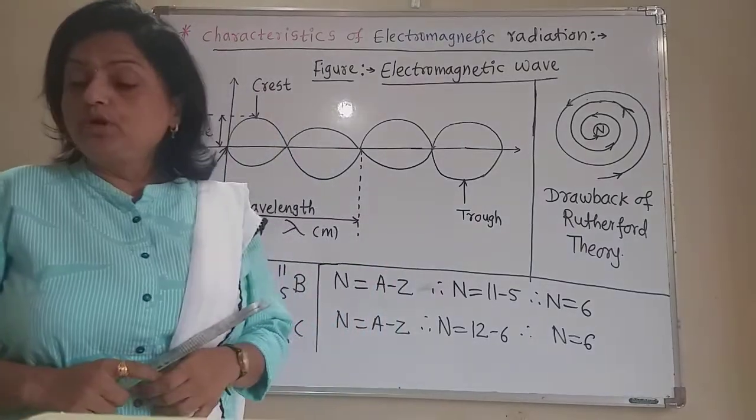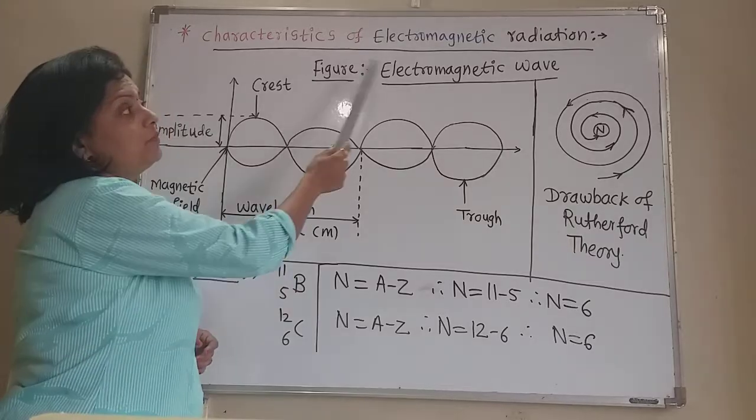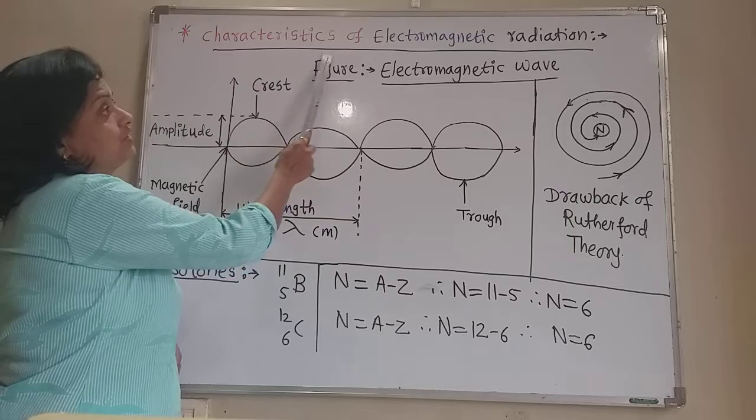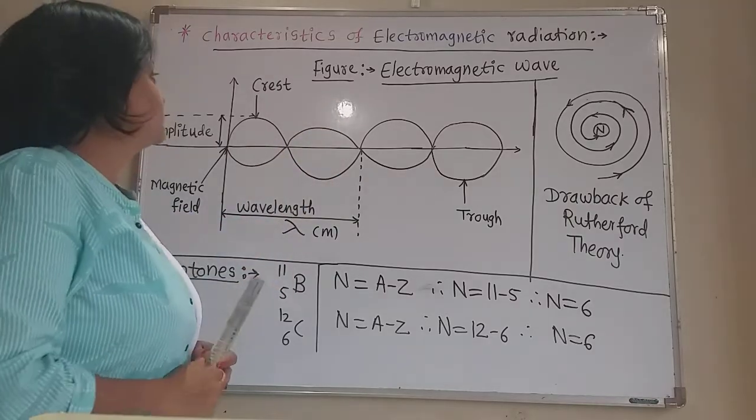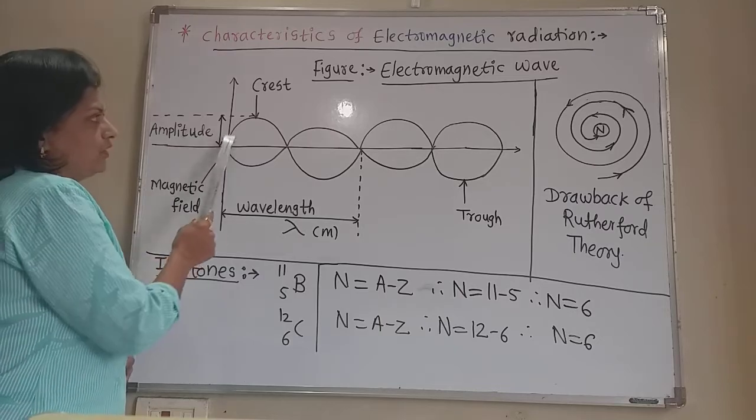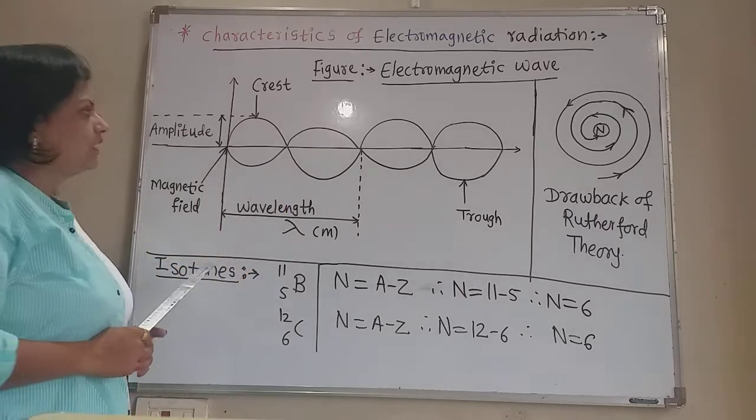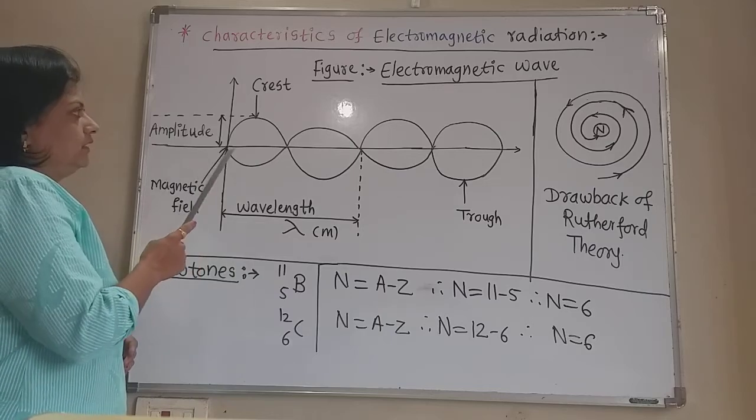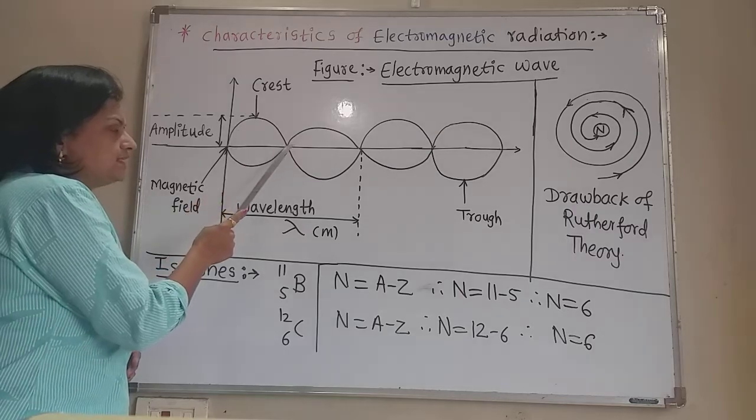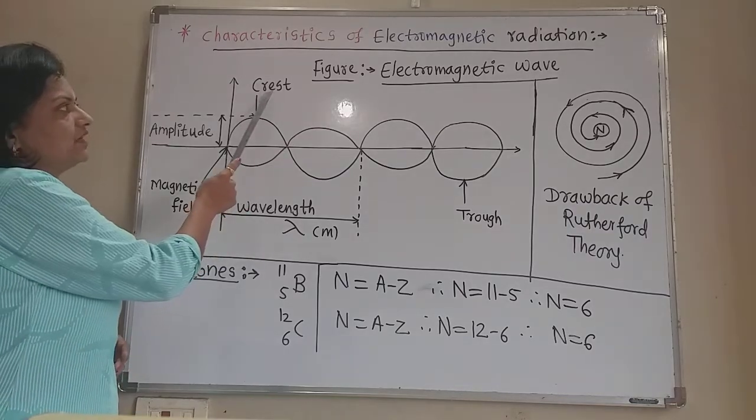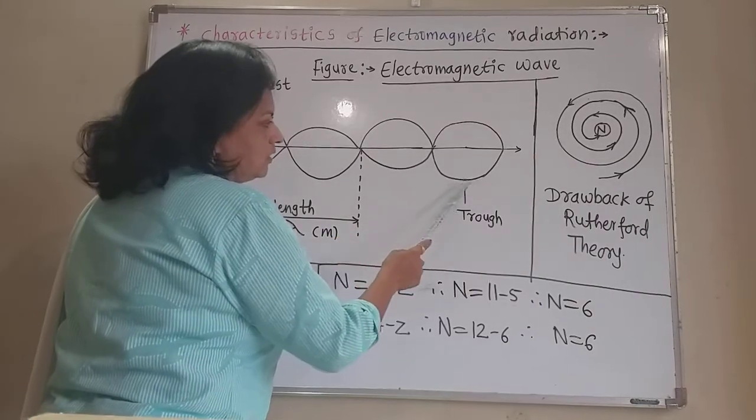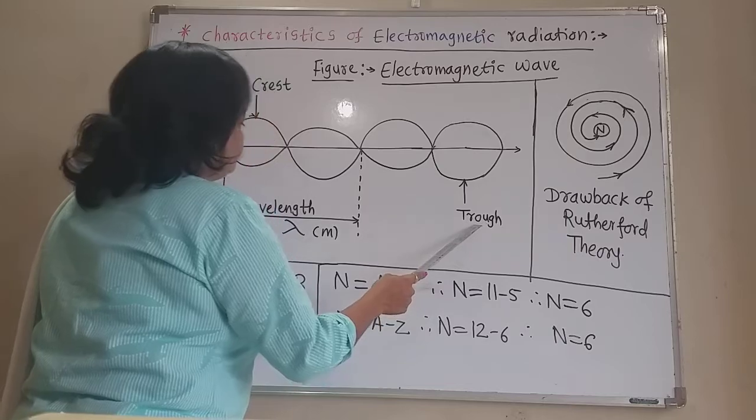Now first come to the electromagnetic nature of light. Here we are seeing the characteristics of electromagnetic radiations. Suppose this is the electromagnetic wave. In an electromagnetic wave, the uppermost part is called the crest, and the lower, deeper part is called the trough.